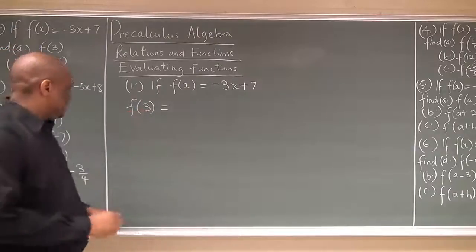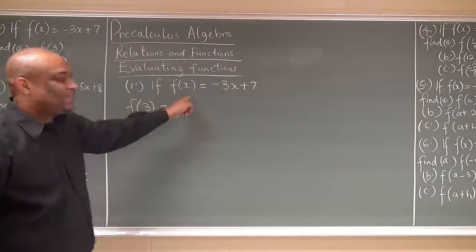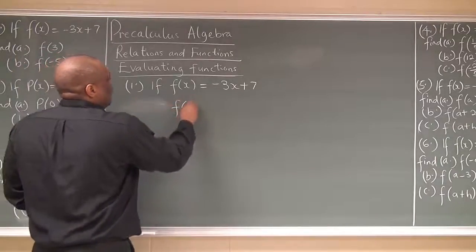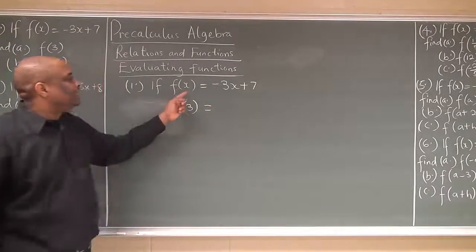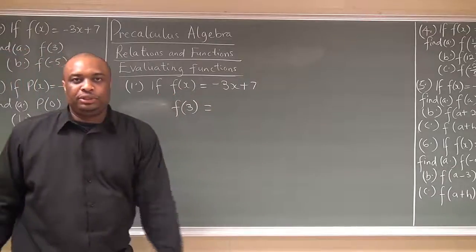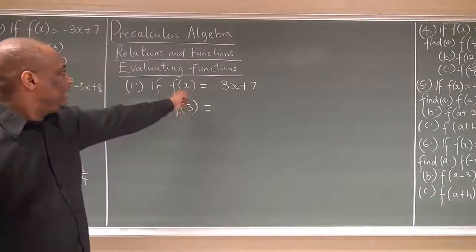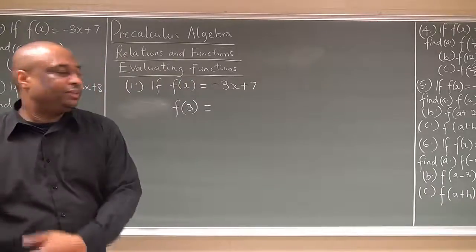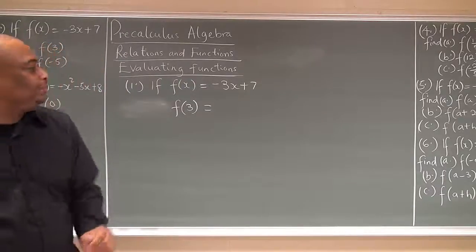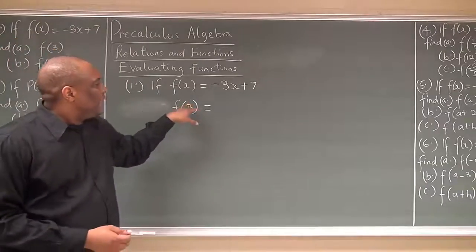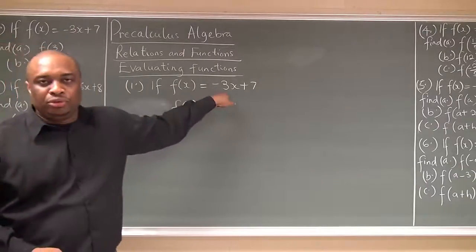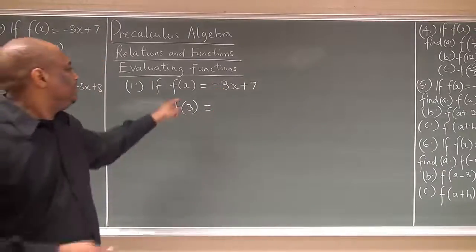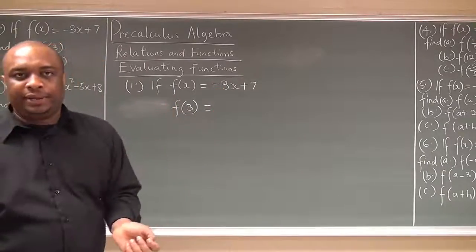So look at what this is saying here. They gave you f of x. Let me write this directly under this. They gave you the function of x. They gave you the rule of this function. Right? That a function of x is negative 3x plus 7. That's a linear function with a negative slope. And they now ask you to evaluate based on this rule, based on this definition of this function. They want you to evaluate f of 3.